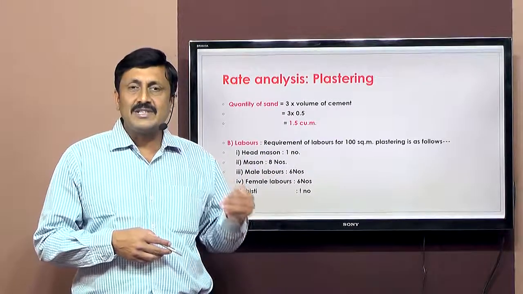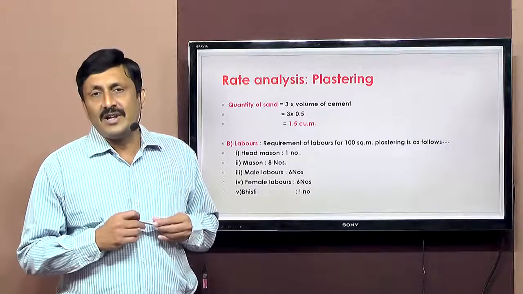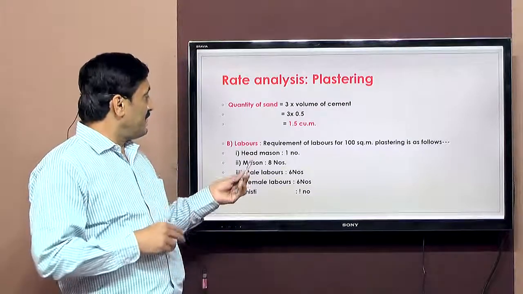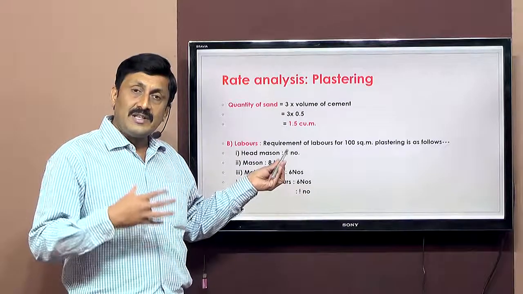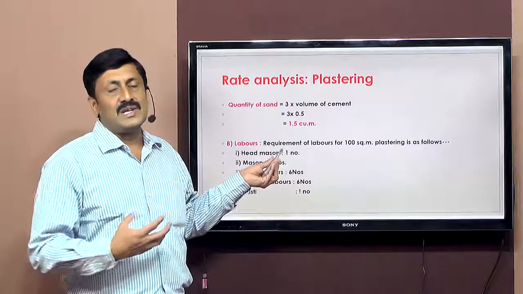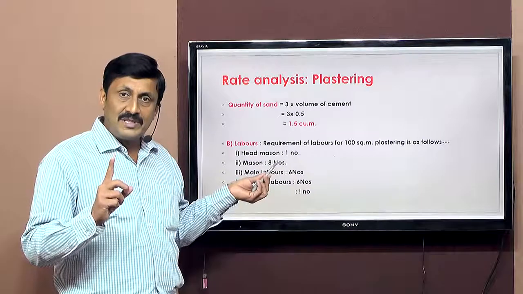So B part is of labors. Now we'll see exactly what is the requirement of labors for this 100 meter square plastering work. First, we need head mason, that is a mason who will control the entire labor force which is required for this plastering 100 meter square area. So we'll need one head mason for that.